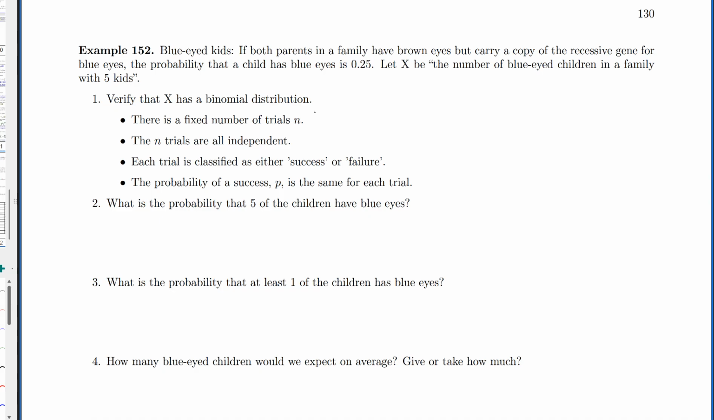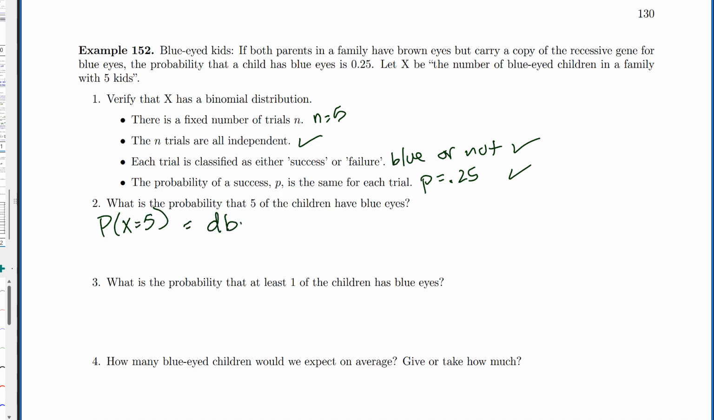So first, we know there are 5 kids. The trials are all independent. We'll assume that each child's eyes don't affect the next child's eyes. Every trial is success or failure. So in our case, it's blue or not. And the probability of success is the same for each child. So every child has the same probability of 0.25 to have blue eyes. So yes. What's the probability that 5 of the children have blue eyes? So we're looking for the probability that x equals 5. So in R, we're going to do d binom.